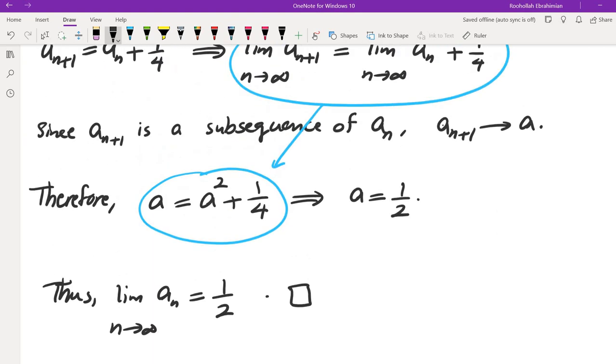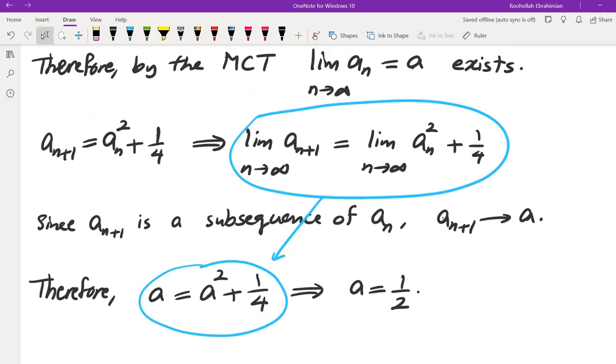So this brings me to the end of this video. Today we talked about the Monotone Convergence Theorem, and we did some examples on that.